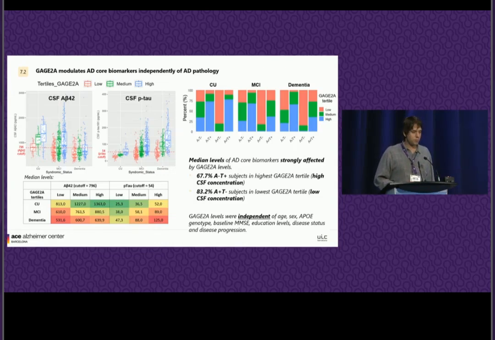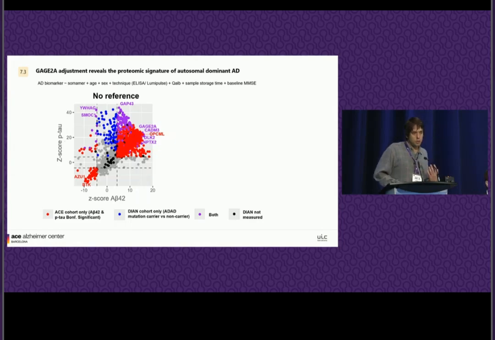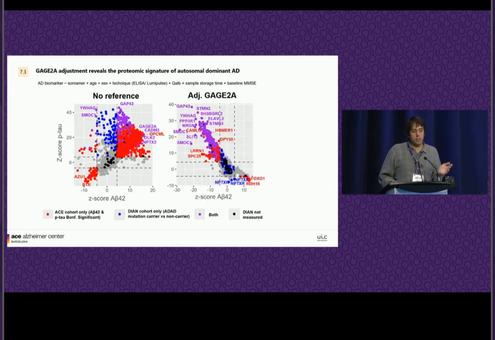And finally, I'm just showing this slide to show you the potential for adjustment. Here you see the integration of the proteomic signature of p-tau and A-beta42 when we do not adjust by this reference protein. By just including our reference as a covariate, we see much cleaner and more interpretable signatures, revealing the proteomic signature of mutation carriers in autosomal dominant AD, and also revealing some of the proteins that are known to be associated with the APOE genotype.